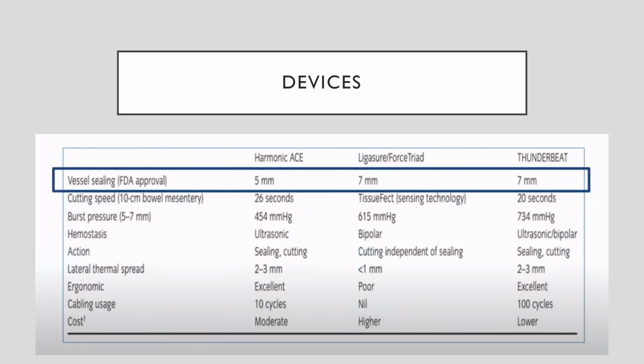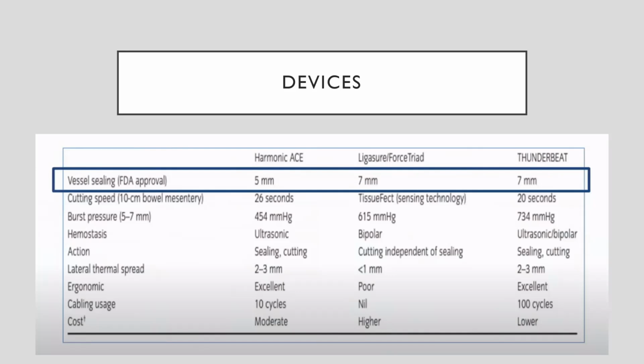Comparison between the cutting speed, Thunderbeat claims to be the highest, fastest cutting effect, and burst pressure is also maximum with Thunderbeat. But all said and done, the most important thing about burst pressure is that if the burst pressure is 3 times more than normal systolic blood pressure, that is, if it is more than 360 millimeters of mercury, it is more than enough. Okay, so anything more than 360 is one and the same thing. So don't decide according to that.